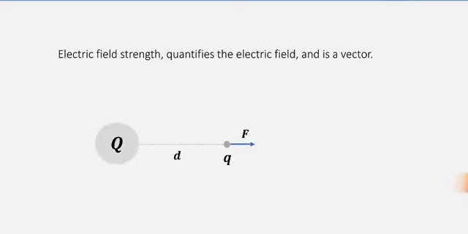Electric field can be quantified through the electric field strength. Okay, it's also a vector quantity. That's why you have to think about its magnitude and direction. Let's first talk about its magnitude. So assume that you have a big Q. Your big Q is your source charge. Siya yung gumagawa ng electric field.